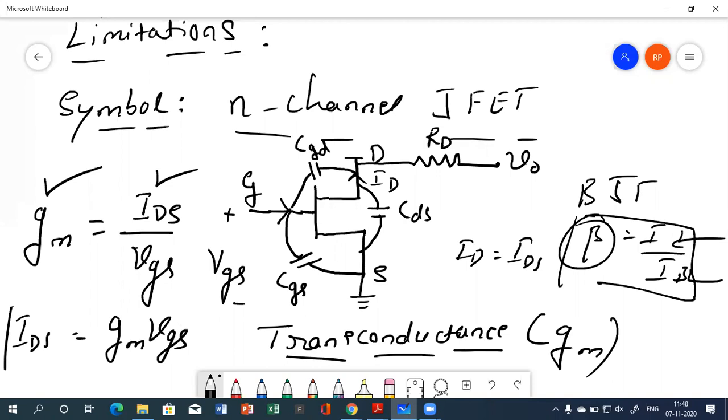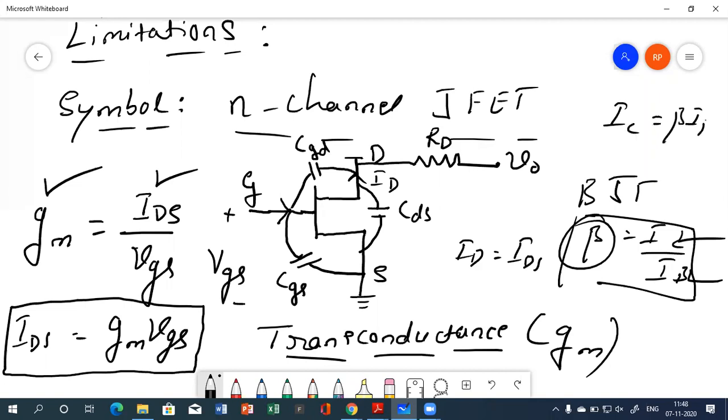This is the new formula for JFET, which is used to solve many problems. Remember this: for BJT, we write IC equals beta into IB. In the same fashion, for JFET we use IDS equals gm into VGS. And this is the symbol and its junction capacitances. The resistor is RD. It also has some internal resistors.